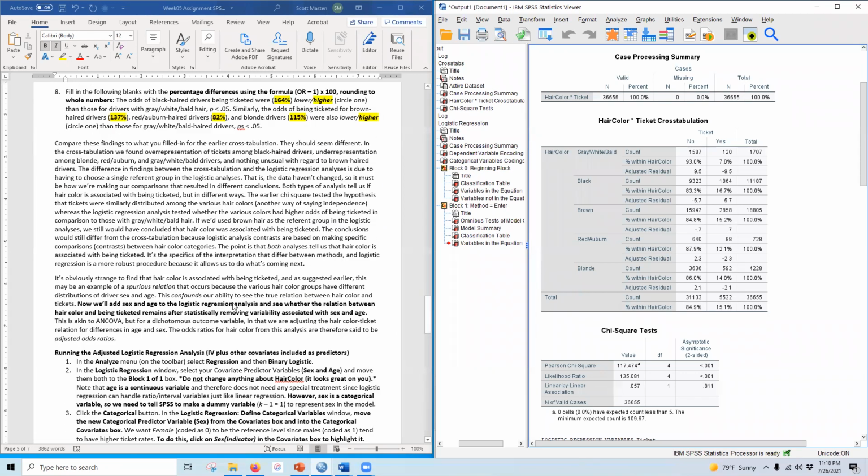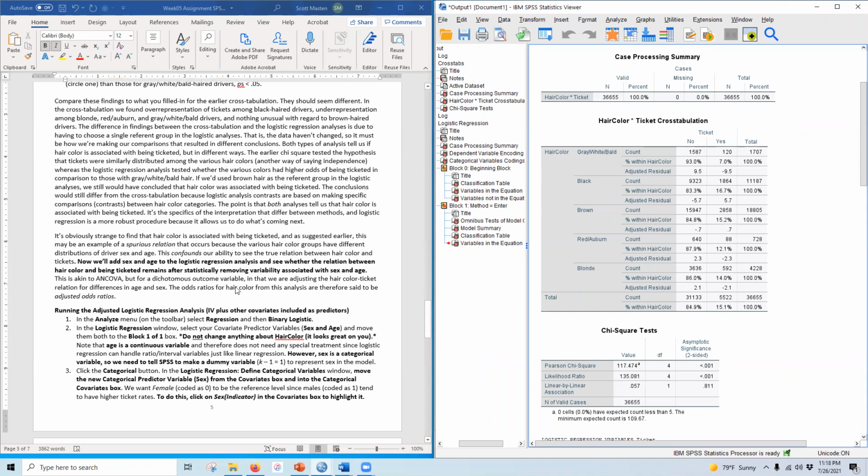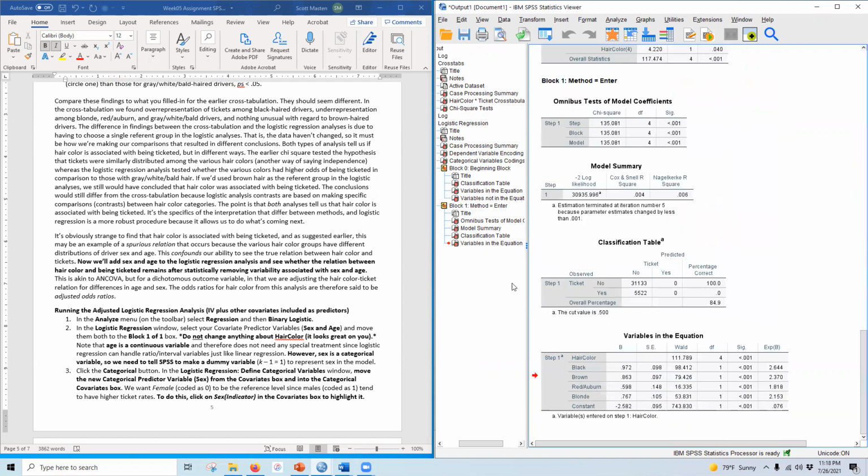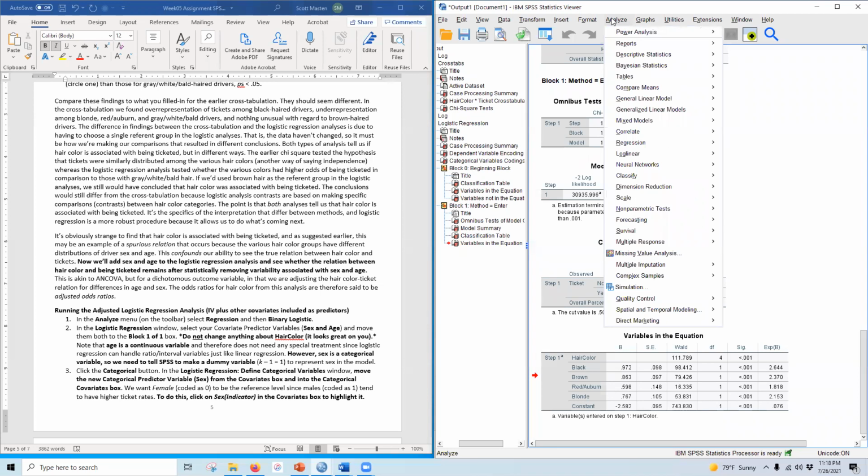So this is weird. So let's run what we call an adjusted logistic regression analysis, where we adjust for age, we'll adjust for sex. Maybe that's why we're finding this weird relationship between hair color and your odds of getting a ticket. Maybe it's just confounding again. It's like Scooby-Doo. Once again, it's confounding.